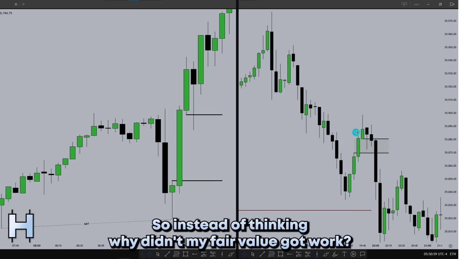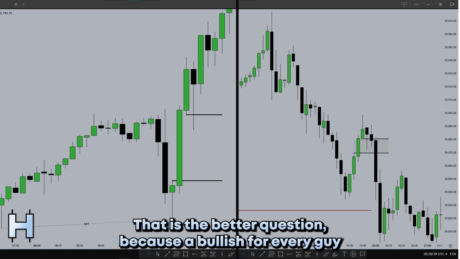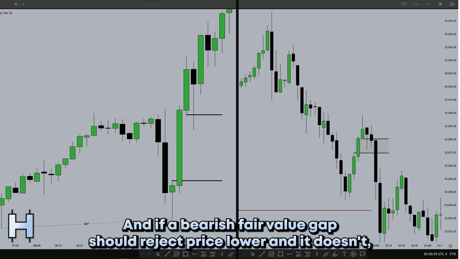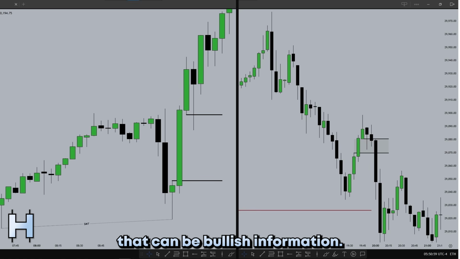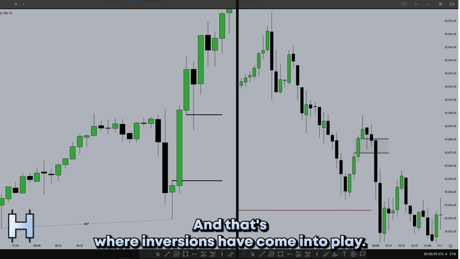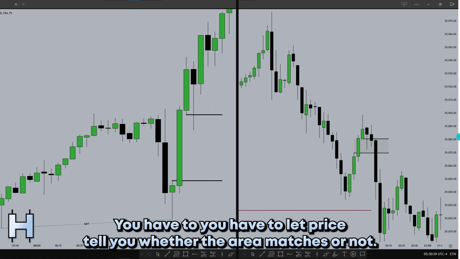So instead of thinking, why didn't my fair value gap work, ask, what is price telling me now that this fair value gap failed? That is the better question, because if a bullish fair value gap should support price and it doesn't, that can be bearish information. And if a bearish fair value gap should reject price lower and it doesn't, that can be bullish information. So respect gives you information, but disrespect also gives you a lot of information, and that's where inversions come into play. That's why you can't be emotionally attached to a fair value gap on your chart. You have to let price tell you whether the area matters or not.